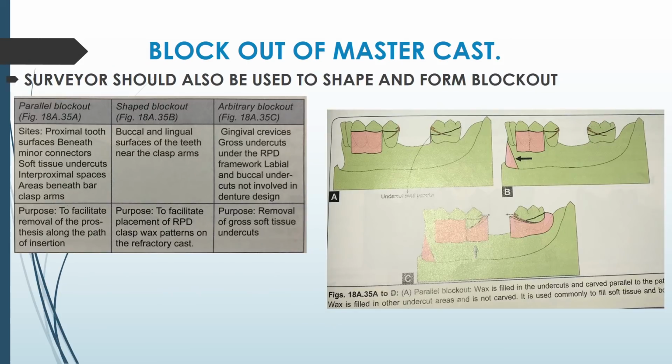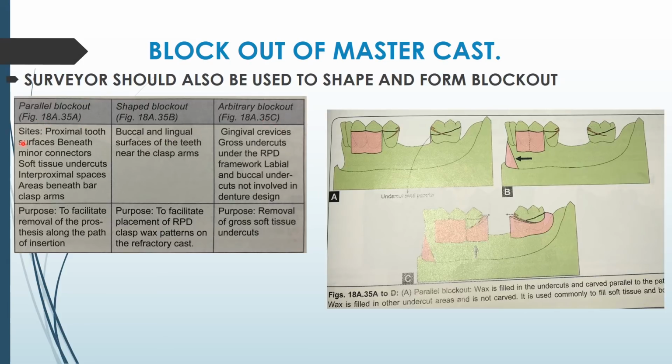Then the next thing you do is blocking out of the master cast. Now you have seen there are undercuts which are present, so you do this blocking out of the master cast. The survey should be used to shape and form the blockouts. There can be three types of blockouts: parallel blockouts, shaped blockouts, or arbitrary blockouts.